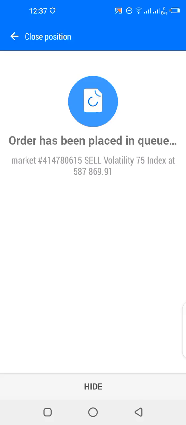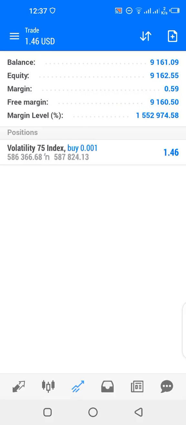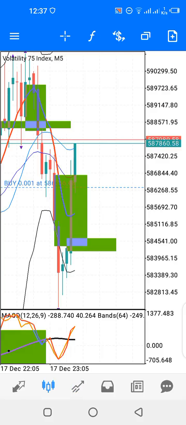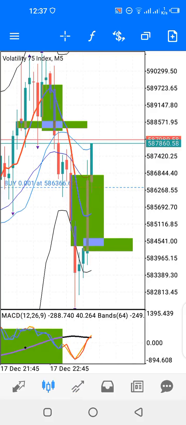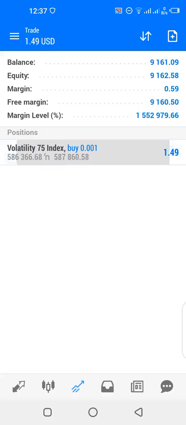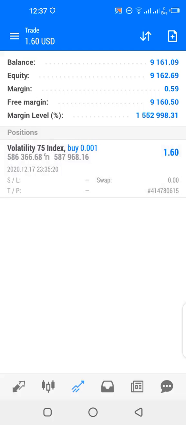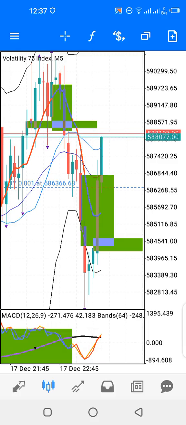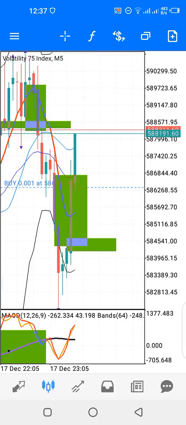Okay, let me just take... All right, so I did a partial. What I just did is a partial take profit. I took part of the profit. From 0.003, I reduced the lot size to 0.001, and I took some profits. Okay, and price is still going up.